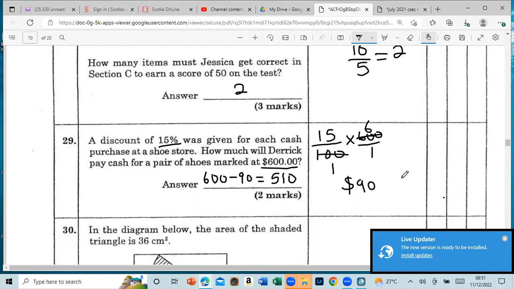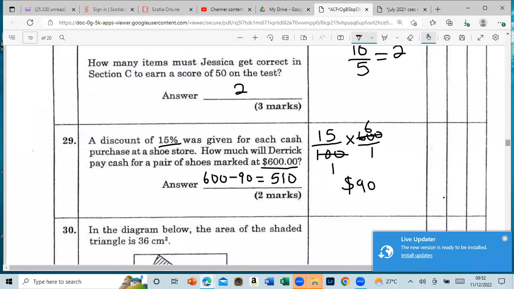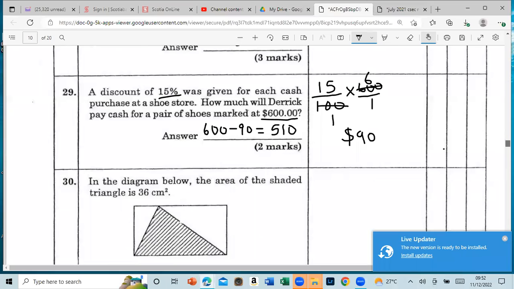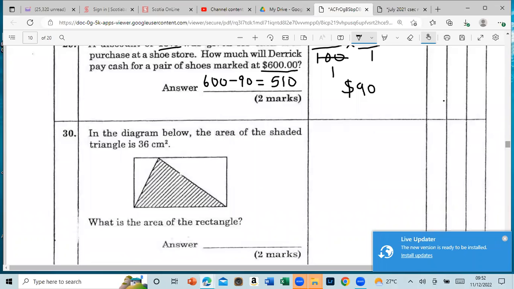All right. Let's move on. I think I probably have to help you guys with this one, but let me see first. This is basically a rule, but you guys can attempt it. In the diagram below, the area of the shaded triangle is 36 centimeters squared. What is the area of the rectangle?